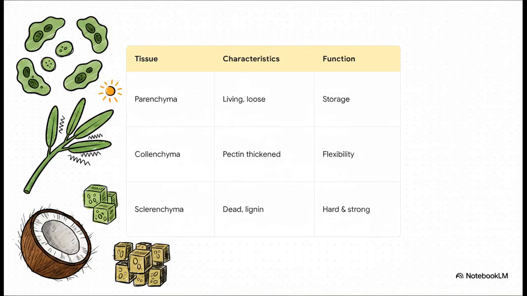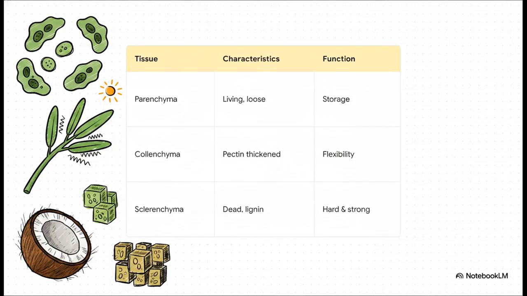Of course, eventually, those new cells do lose the ability to divide. They basically grow up and take on specific, permanent jobs through a process called differentiation. They transform into what we call simple permanent tissues. First up, we've got parenchyma. These are living, loosely packed cells mainly used for storing food and helping out with photosynthesis.